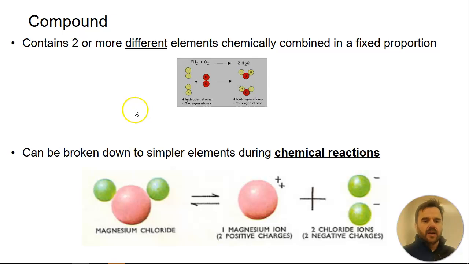As it mentions here, you can't separate out the elements in a compound by filtering them or by distilling them and doing all of those physical processes that we did way back when in the dirty water lab. Instead, you have to use chemical processes, which means you have to actually recombine the atoms, and usually it gives off heat, usually gives off smell, different things like that that chemical reactions do.